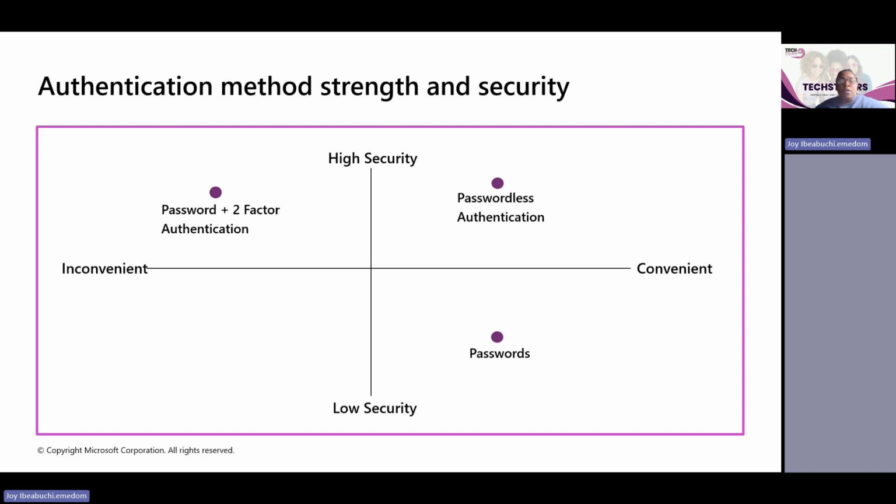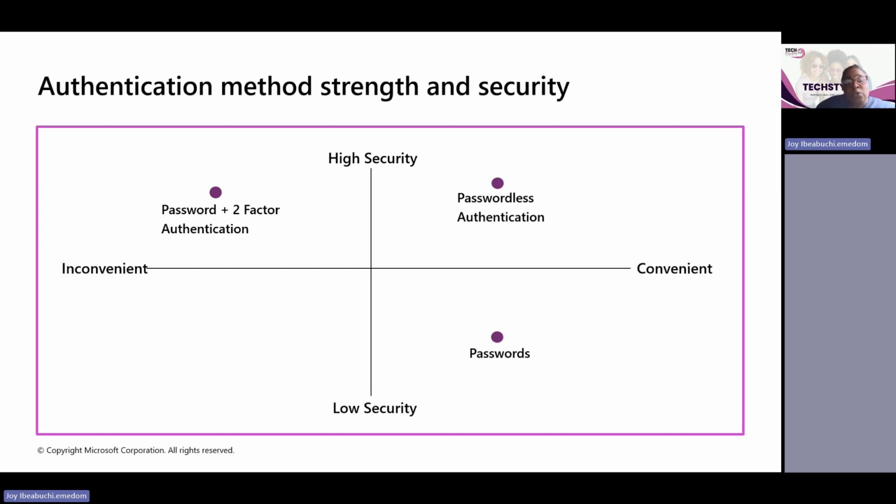So if you're in the quadrant of passwordless, it means that you have high security, and it's also convenient, because passwordless means that I don't need to know anything. I don't need to know any password. If I come and use my fingerprint, if I use my eye, my system will open, my app will open. I don't need to remember anything. So it's convenient, and it's been seen to have high security.